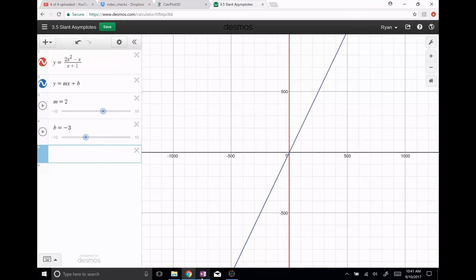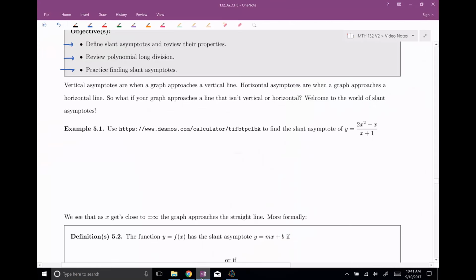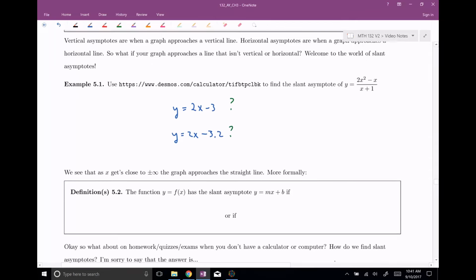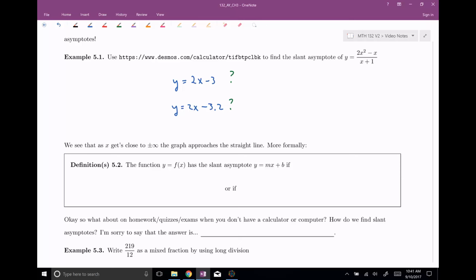All right. So now that we can visualize these things, let me write down here, we think y equals 2x minus 3 looks pretty good. And I'll put a question mark here because we also looked at y equals 2x minus 3.2, and that looked fairly reasonable as well. So we want to know, based on the graph, it's maybe hard to tell what it is exactly. So we need a more formal definition here, and here is the actual definition for slant asymptotes.